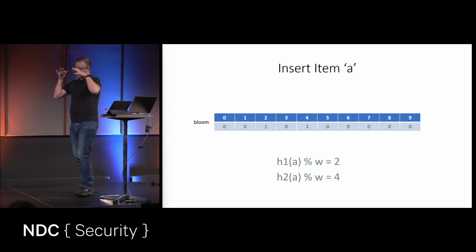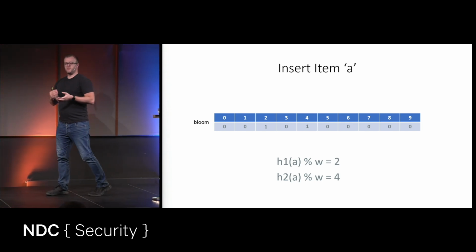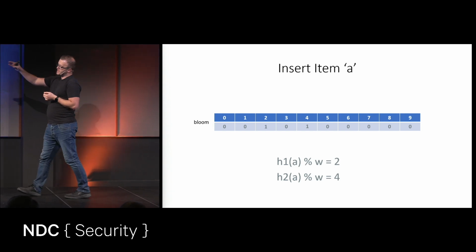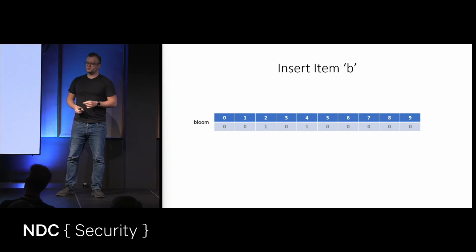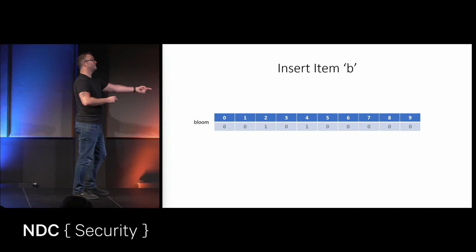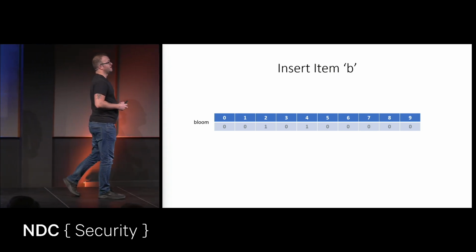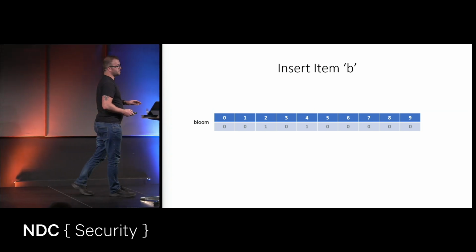This means that this piece of data, item A, this CSP report, is now marked as having been seen and observed, right? So the next one comes in. Let's add one more item to the filter. We've got item B. So this is the next CSP report that comes in. We want to add this to the filter, exactly the same process, right?